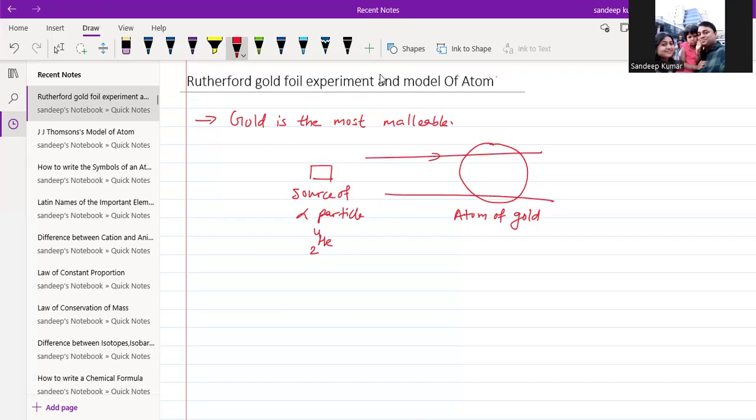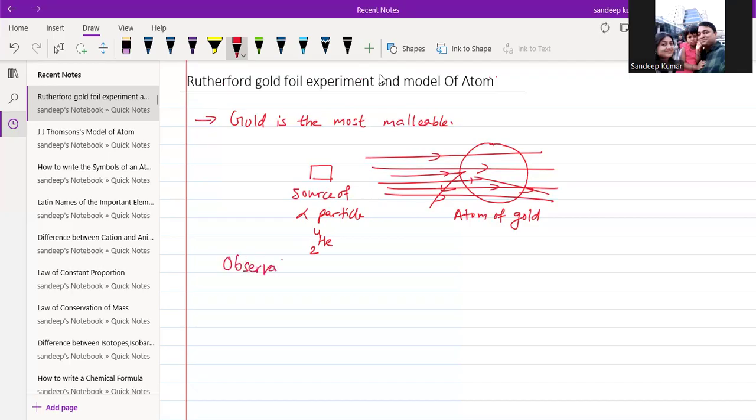You can see, most of the rays pass through the foil without any deflection, a few are deflected by small angles like this, and very few suffered major deflection. These were the observations of the experiment.